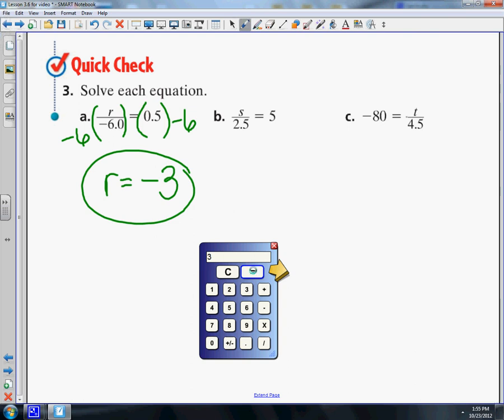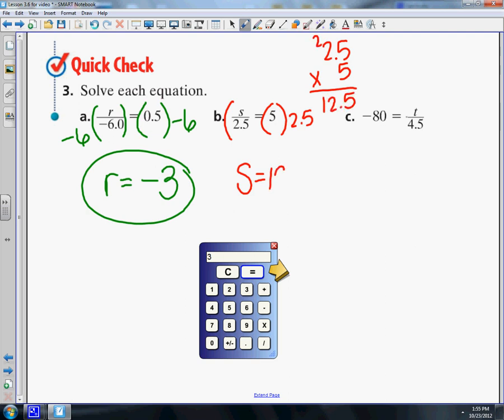This one, I have multiply both sides by 2.5. So s equals 5 times 2.5. 5 times 5 is 25. 5 times 2 is 10. So I get 12.5.